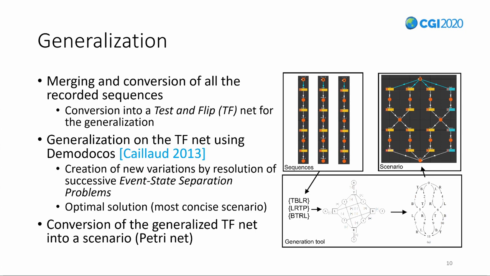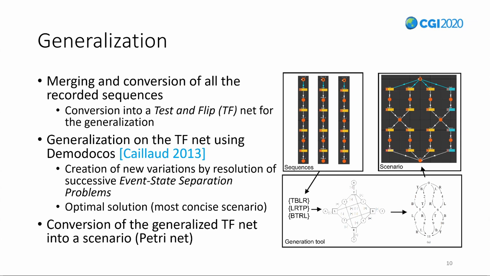In itself, the generalization is achieved thanks to a pre-existing test and flip net synthesis algorithm implemented in the Demodocus procedure mining tool. The principle of the algorithm is to compute the test and flip net one place at a time. Each synthesized place forbids at least one action in some context of the scenario. In essence, each place of the network expresses some constraint on the behavior allowed by the scenario.